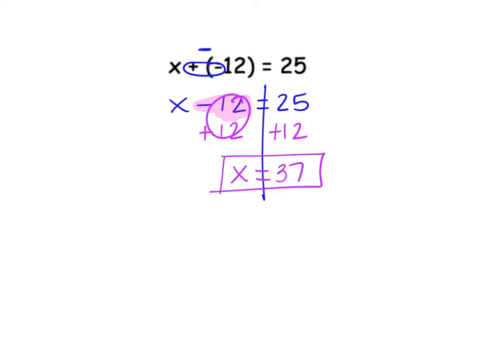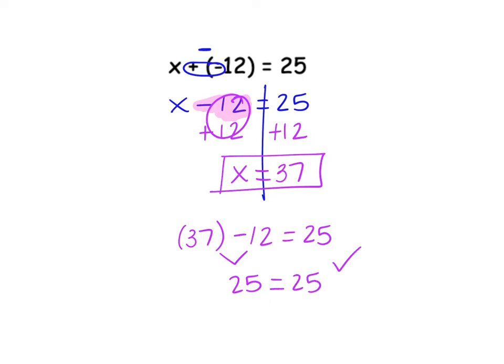So x equals 37. Now again, we can check our answer by plugging it back into our original equation. 37 minus 12 is 25. 25 equals 25, and there we checked we did it correctly.